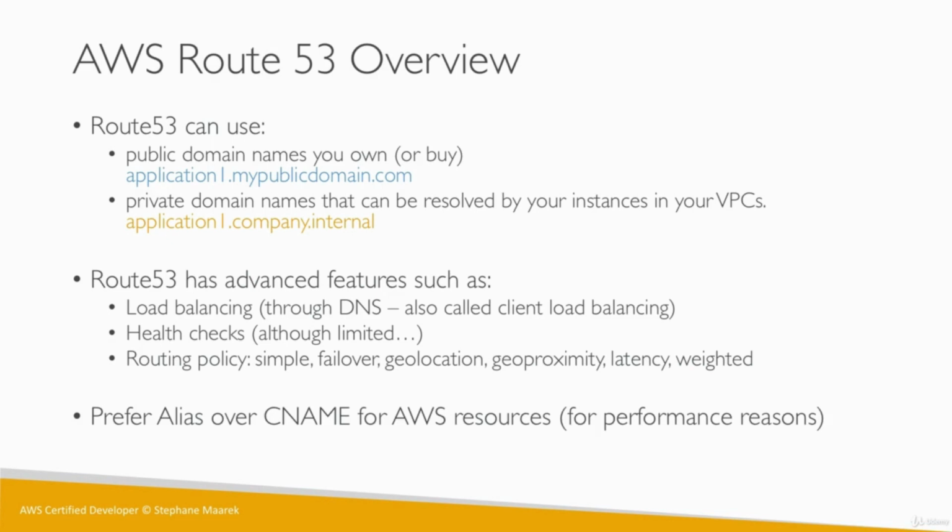Overall, and that's quite popular, if you have an AWS resource and you want to build a CNAME for it, well, you don't do that. You actually use alias records because they're meant for AWS to be used better. And so it's for performance reasons. So use alias records over CNAME for AWS resources. And we'll see this in the very next lecture as well.